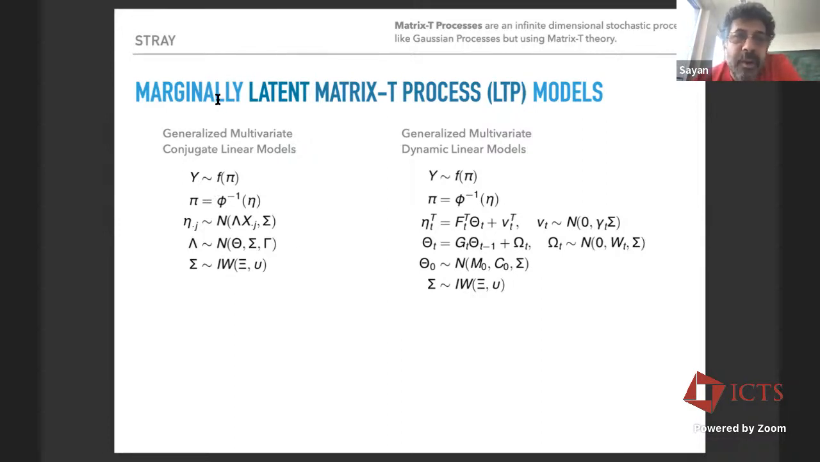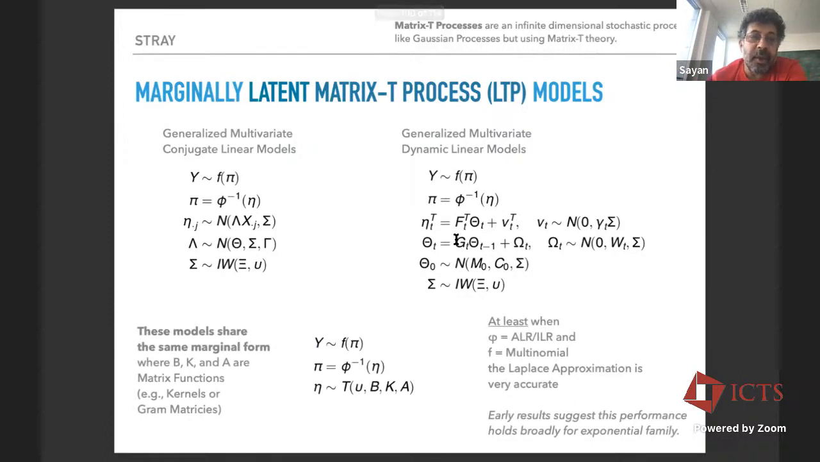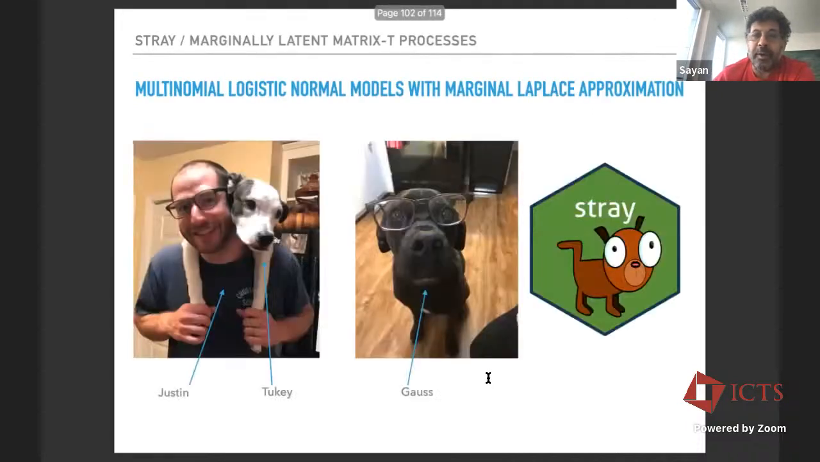So we introduced something called the marginally latent matrix T processes. And these are Bayesian hierarchical models. And so on the left, we have a conjugate linear model. On the right, we have a dynamic linear model. Okay. These models have the same marginal form. And what we can show is that we can come up with a really good approximation for the multinomial. And that's basically what we did.